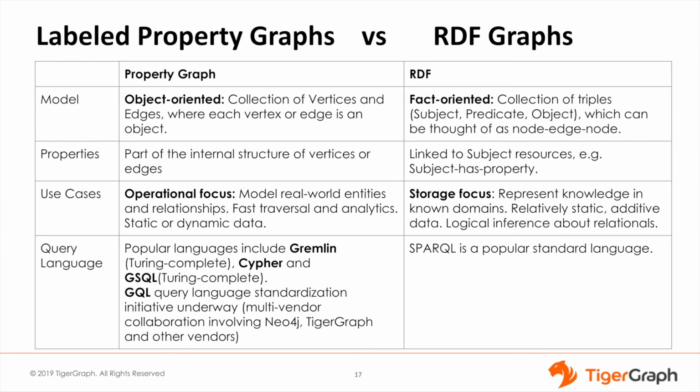Currently, there is no standard graph language for property graphs. Popular languages for property graphs include Gremlin and GSQL, both of which are Turing complete, and Cypher or OpenCypher, which isn't Turing complete. There is a working group made up of multiple graph database vendors, including Neo4j and TigerGraph, working on a new standard for the graph query language for property graphs called GQL. RDF graphs, on the other hand, have a standard query language called SPARQL.